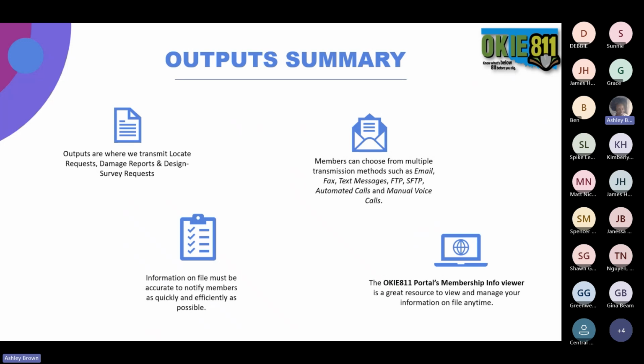Be sure to use the membership info viewer in the Okie 811 portal to view and update your organization's output information as needed. You don't have to wait for a particular time of the year. As your output information changes, be sure to update it with us because we won't know if you have any changes to your employees or to your outputs unless you tell us.